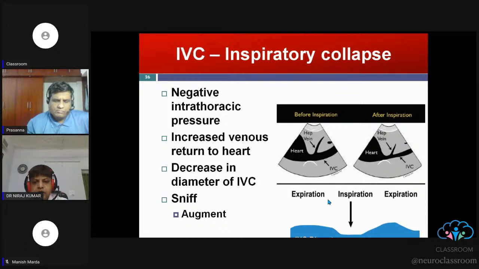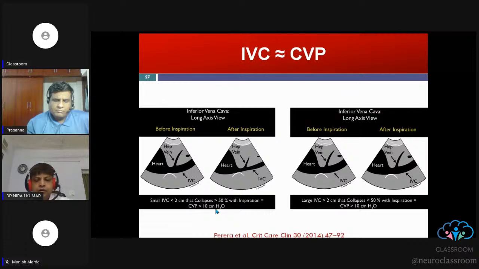And you can augment this finding when the person is sniffing. Sniffing is a forceful inspiration. So this phenomenon will be augmented. Now, CVP: what is the relationship of the IVC to the estimation of CVP? There is several literature suggesting that CVP is not so useful today, but the IVC is also a very good marker for how much CVP is there in the patient. So we can have a rough estimation.